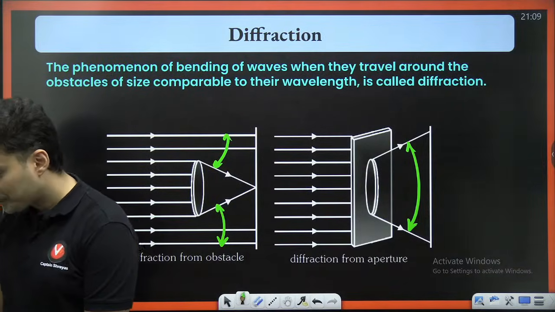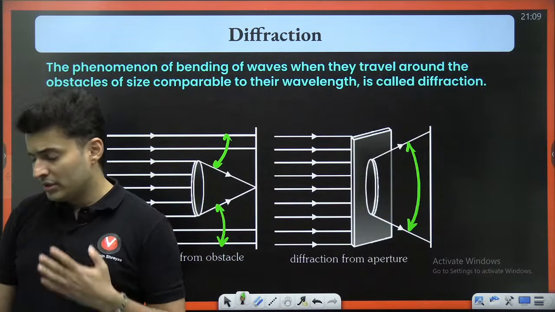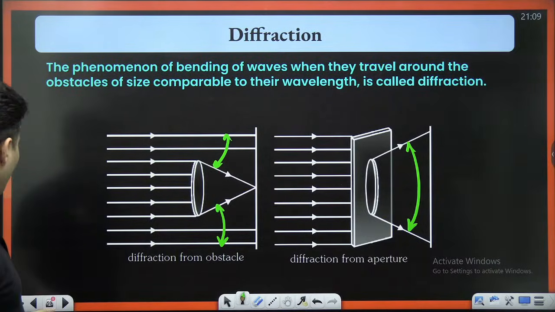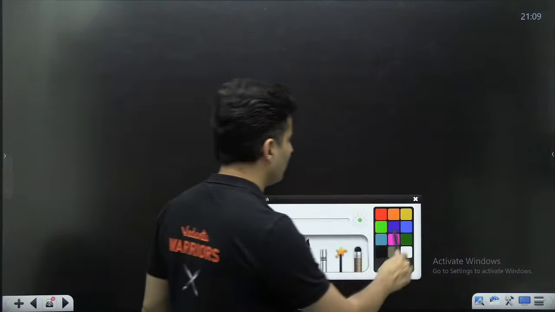Is that clear? Yes, you can definitely watch this video and do the PYQs. Now, the idea behind diffraction goes something like this.